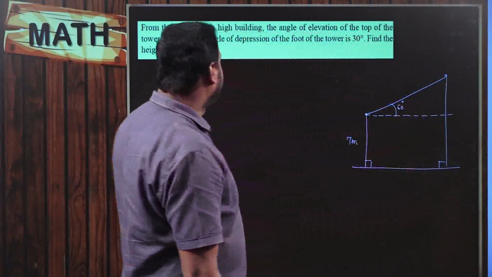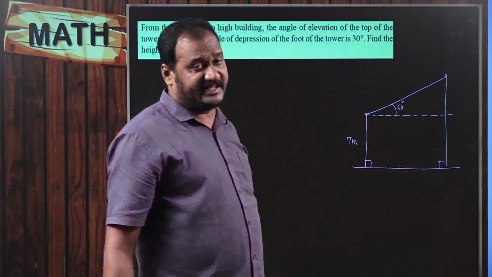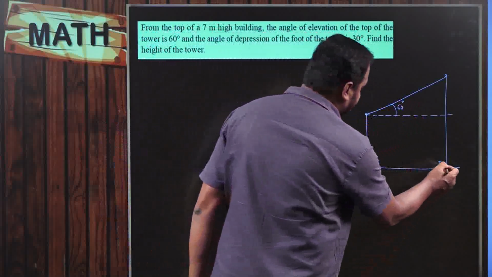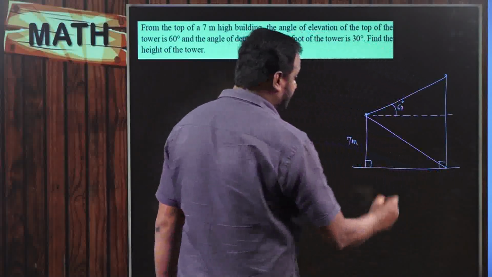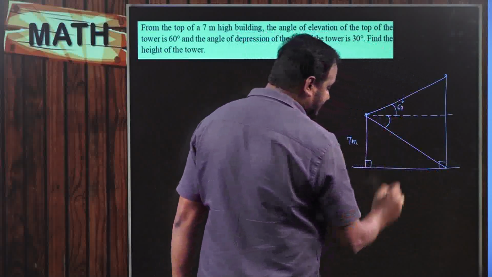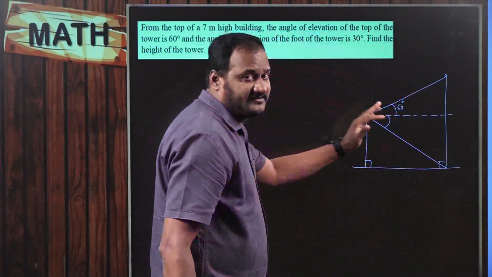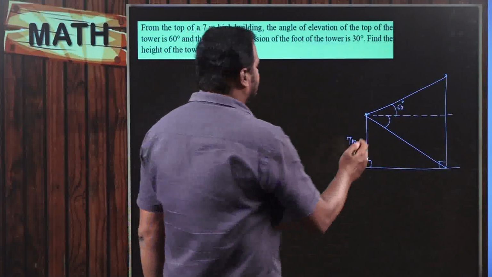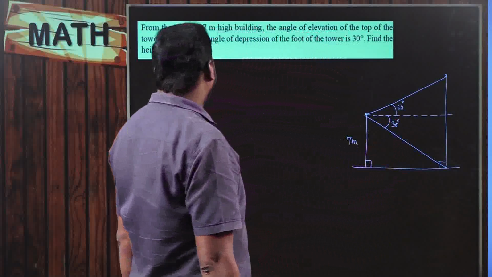And similarly, from the same point, the angle of depression of the foot of the tower. The foot of the tower means this is the foot of the tower. So the angle of depression of the foot of the tower means this is the angle. Please don't get any confusion. This is not the angle of depression, this is the angle of depression, as we already discussed. So angle of depression is equal to 30 degrees. Then find the height of the tower.